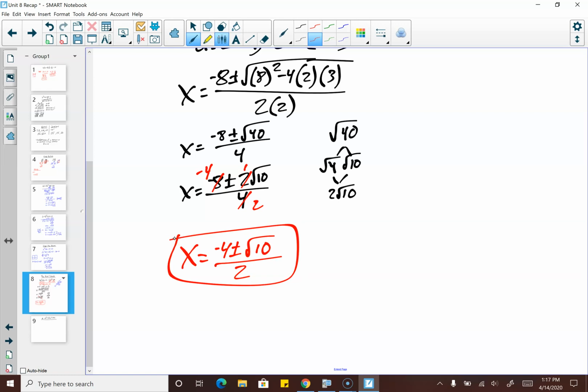Again, if you were asked to round, then you would just split it and go from there. You need to keep the 2 in the denominator. If the denominator turns into a 1 after simplifying, then you are allowed to leave it out. But there's our quadratic formula.